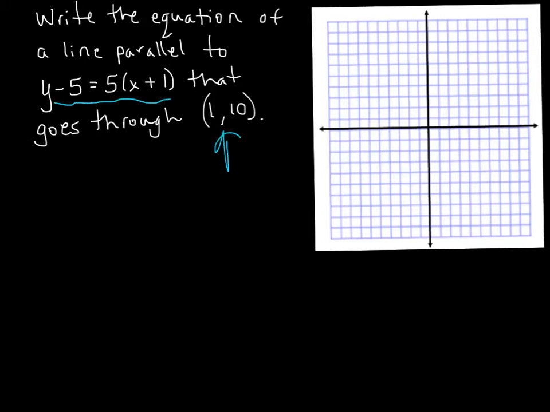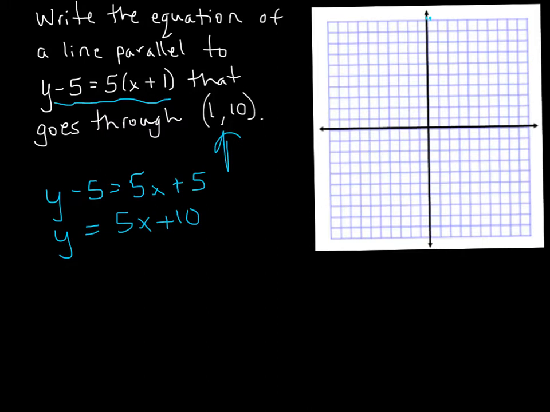Okay. So first thing we might want to do here is graph the line we're given just to get an idea of what it looks like. So I'm going to simplify this into slope-intercept form. So y minus 5 equals 5x plus 5. I just distributed the 5 there. Now I have to add 5 to both sides, and so we end up with this equation, right? So our y-intercept is 10.